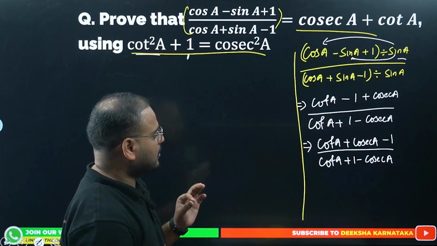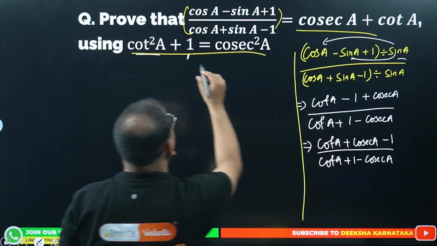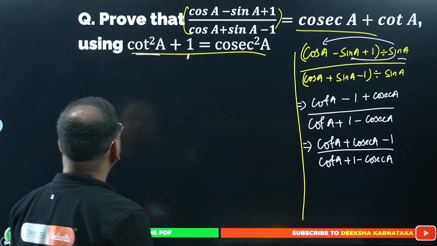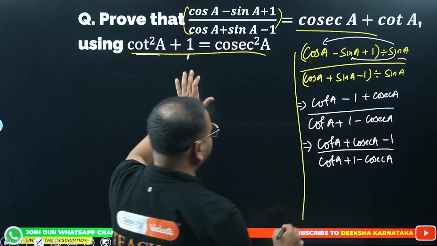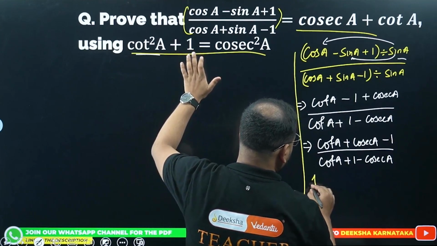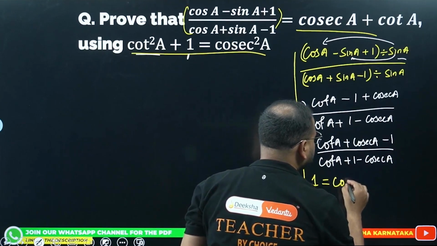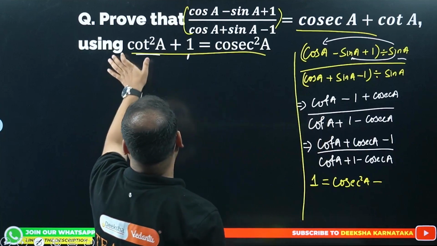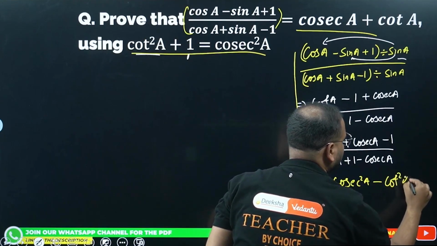Okay, sir. Let me use the substitution now. What substitution for 1? Let me write the identity over here. I want the value of 1, so I'll keep 1 on the left hand side. Check here: 1 is as it is, cosec square A is over here, so cosec square A minus cot square A will go that side. So minus cot square A.